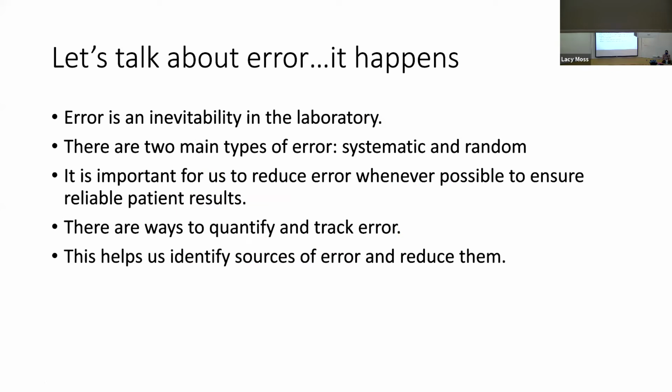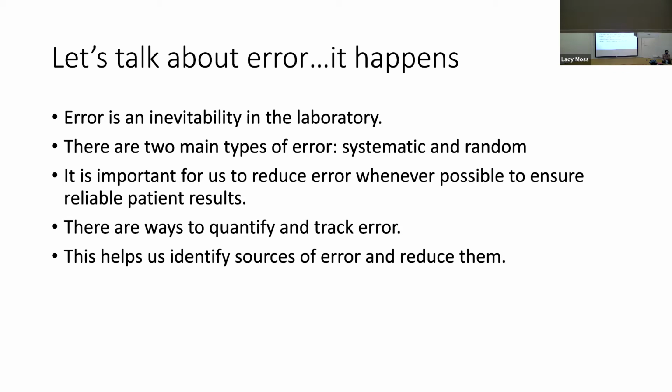So there are two main types of error. There's systematic, which is in the system. It's not really your fault necessarily. But it's in the system, so it's always going to be there. Whereas random error changes every time you do it.